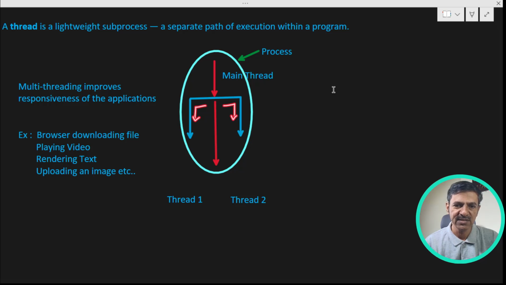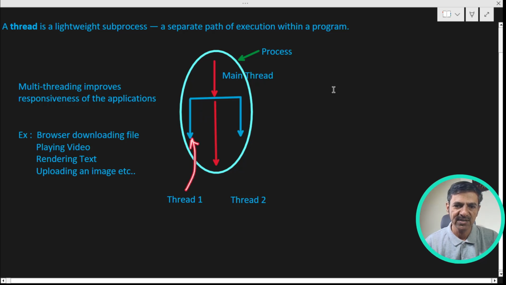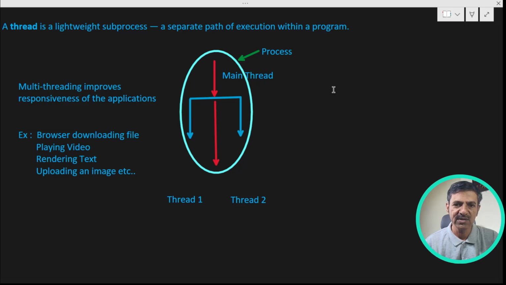As you can see here, this is one thread, let's call it thread 1, and this is another thread, thread 2. So this part of the program, this part of the program, and also the main program, all these can execute concurrently. Concurrently doesn't mean parallelly, but in an interleaved fashion: this will execute for some time, then control will switch to this, execute for some time, and again control will switch to this, and again come back to this, again go to this. So all will be progressing simultaneously.